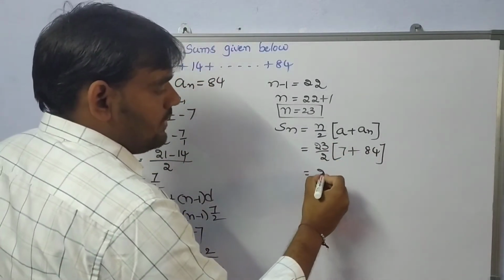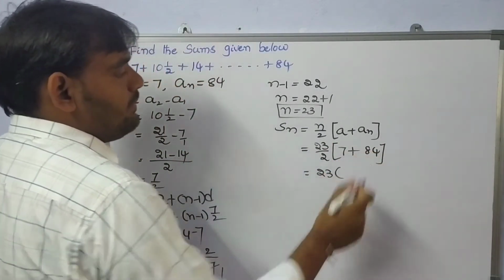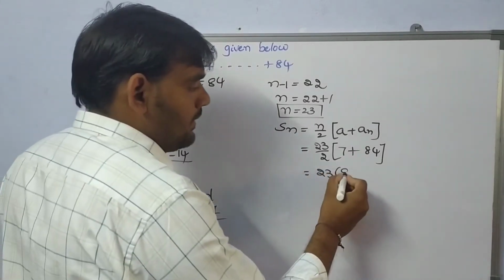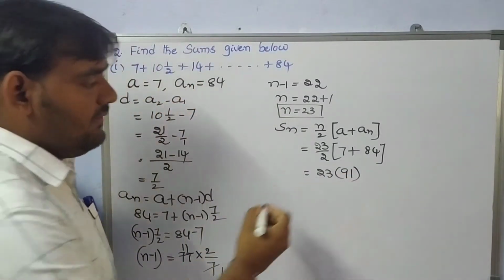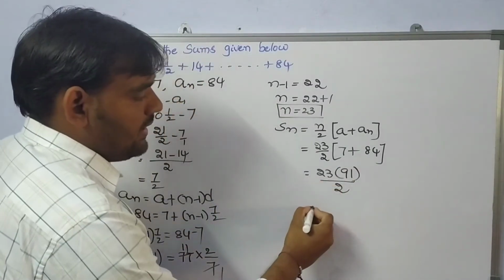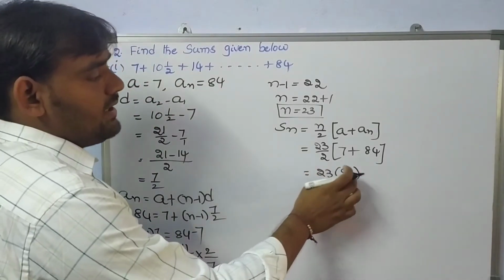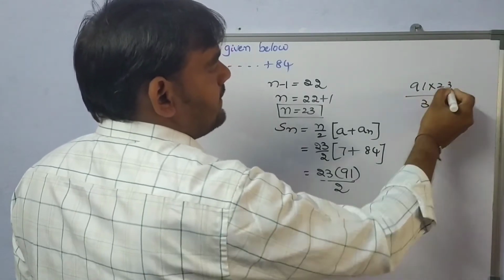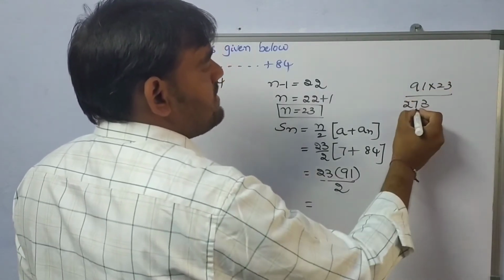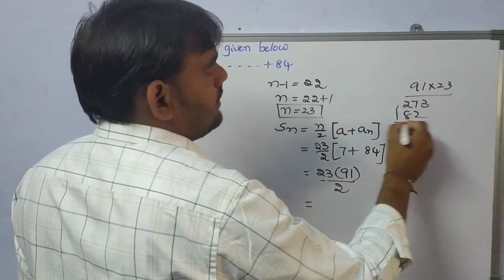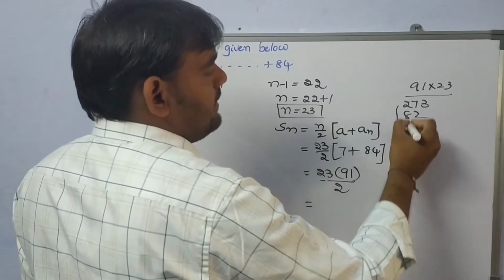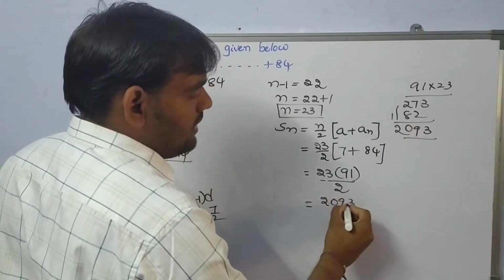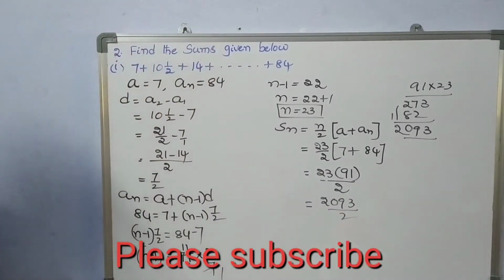84. Next, 23 into 7 plus 84. 84 plus 7, its value is 91 divided by 2. So here we need to multiply 23 and 91. See here, 91 into 23. 3 ones are 3, 3 nines are 27, 2 ones are 2, 2 nines are 18. So 3, 9, 0, 1. 2093. 2093 by 2 is the value.